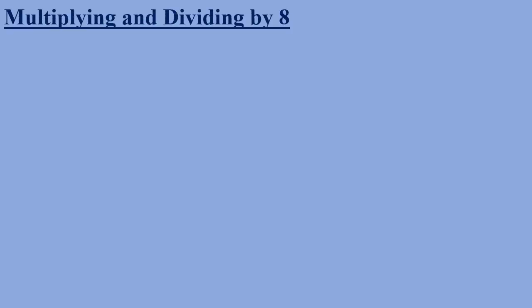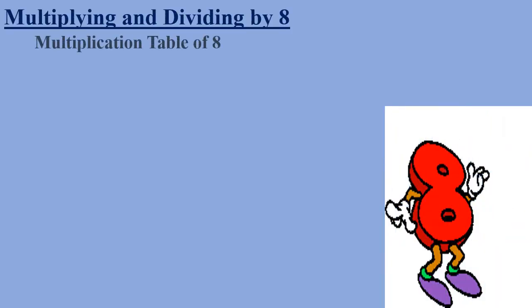Now we will see the multiplication table of 8. Multiplying and dividing by 8. Multiplication table of 8. Here, first one, 1 multiplied by 8. Now we see what is the answer. When you multiply 1 by 8, the answer is 8.